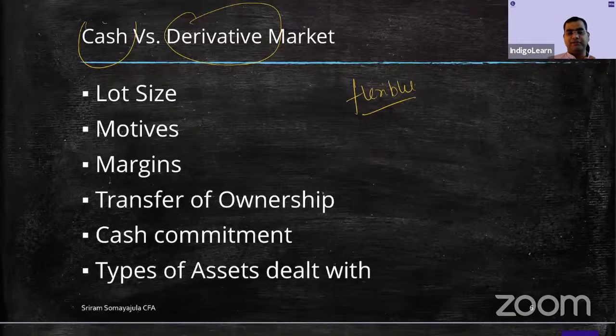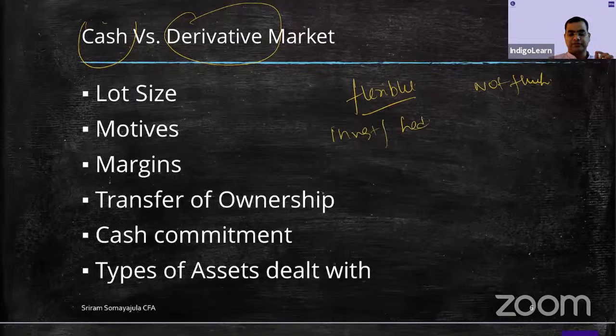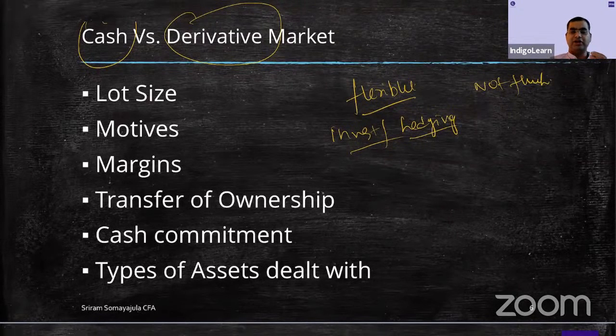But in the derivative market, you cannot buy flexible lot sizes. You have to buy a minimum of 10, or 20, or 50 contracts. So it is not flexible, right? Motive: the cash market is typically for either investment or hedging. You are buying a stock either to invest in it, or you are entering into a transaction where you are trying to hedge something, or it is for consumption.